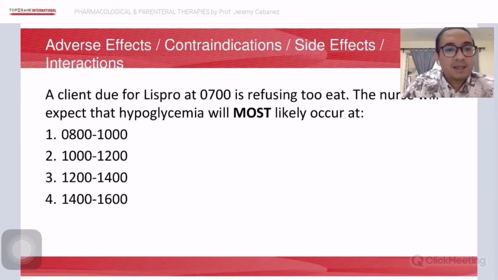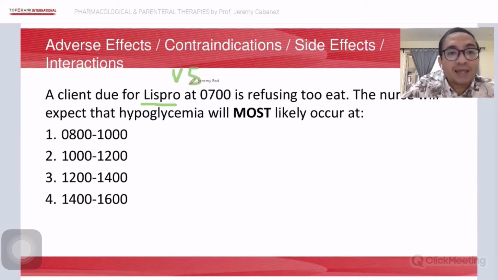First, a client due for Lispro at 7 o'clock is refusing to eat. The nurse will expect that hypoglycemia will most likely occur at. Okay, topic. What's the main topic? It's all about Lispro. Okay, what is a Lispro? Lispro is a type of insulin. Tanong, anong klaseng insulin? Lispro is a very short-acting insulin. I repeat, anong classification ng Lispro? This is very short-acting insulin.